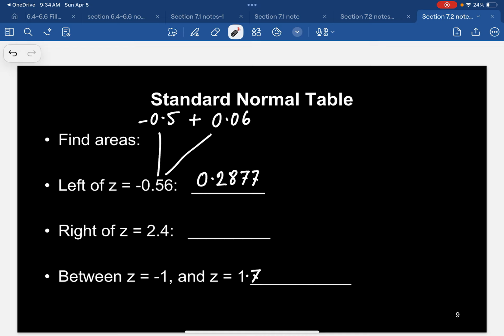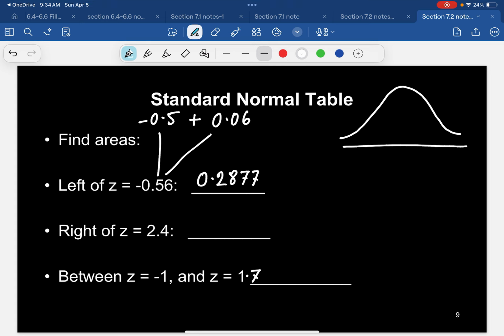What's next? Next one is to find the area to the right of z equals 2.4. Okay, all right, so let me draw the picture first for this, because I believe a picture will be better for this one. Second one, they're asking us to find the area to the right of z equals 2.4. So this is 0, the standard normal distribution. So 2.4 should be on the right of 0, right? So they're asking us to find the area to the right of 2.4.